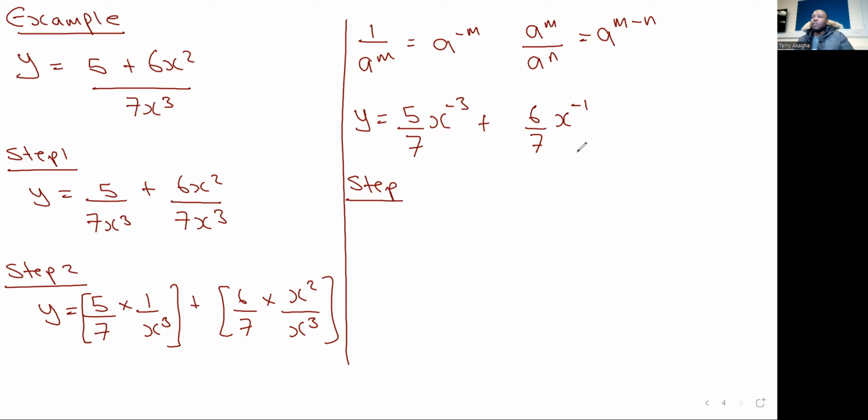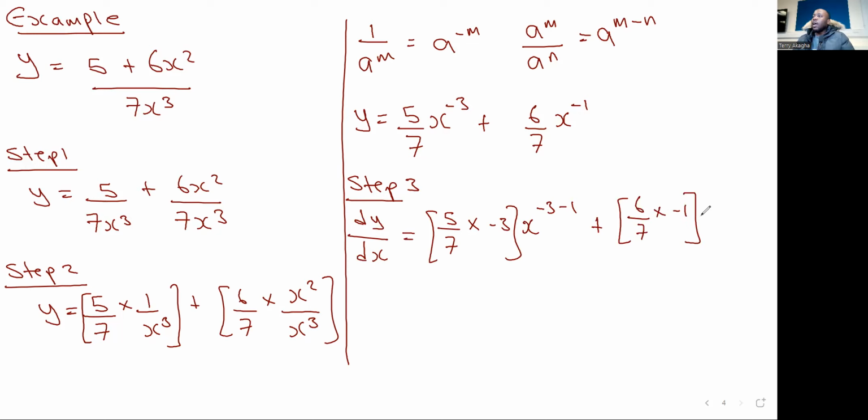So now we can start differentiating. So you can see, you don't differentiate when it's in this form. You have to reduce it back to simple fractions. So dy over dx is going to be equal to 5 over 7 times minus 3. The power, you multiply this, then it will become x to the power minus 3 minus 1, plus the same thing, 6 over 7 times minus 1, and it's going to become x to the power minus 1 minus 1. So this is now going to give us minus 15 over 7, x to the power minus 4.